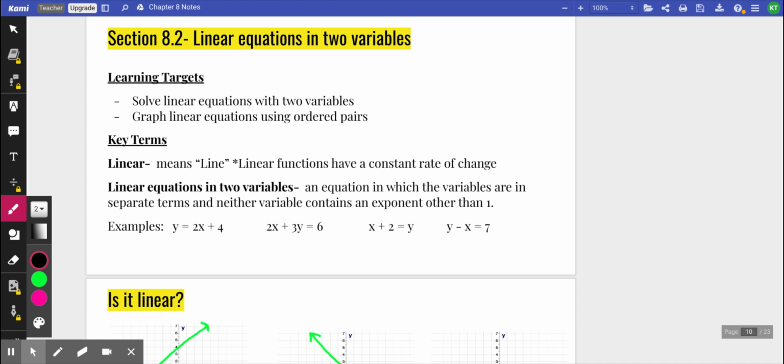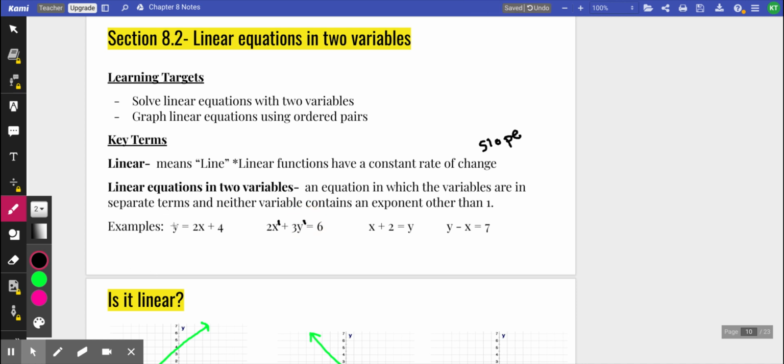Our key terms: linear just means line, and a linear function has a constant rate of change, which we'll find out is called the slope, and it determines how steep it is, whether it increases, being positive, or decreases, when it's negative. A linear equation in two variables is an equation in which the variables are in separate terms, maybe you have an x term and a y term, and neither variable contains an exponent other than one. In order to be linear, the exponents on the x and the y have to be one. It's not written there, but we understand that those are going to be one.